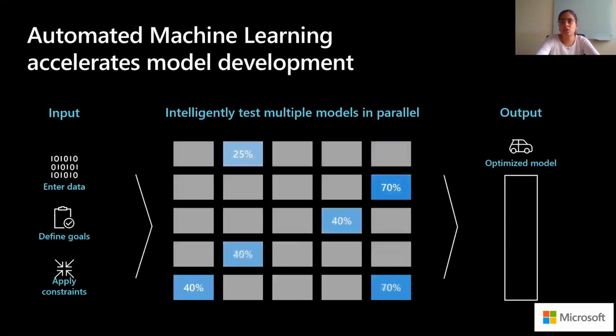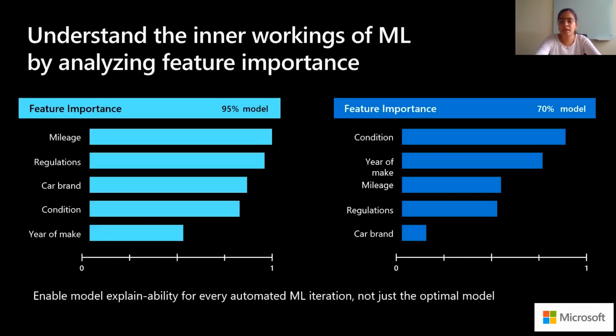And what machine learning will do is test multiple models in parallel, and it would give you the most optimized model, which has the highest score. This way, we have saved a lot of time that otherwise an analyst or a data scientist would have to spend running all of those models and then coming up with an optimized model. So now, all the time that the analyst would normally spend in arriving at a model can now be spent in understanding the inner workings of the machine learning by analyzing each of the features that each model has considered.